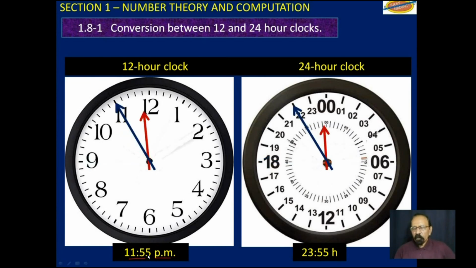11:55 p.m. on the 12-hour clock. That's 5 minutes to midnight. On the 24-hour clock, if we add 12 to this 11, we will get 23. The minutes remain the same: 23:55 hours.